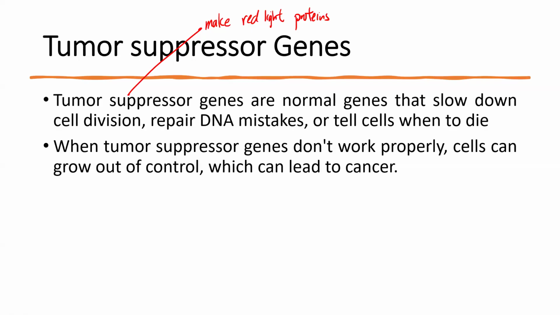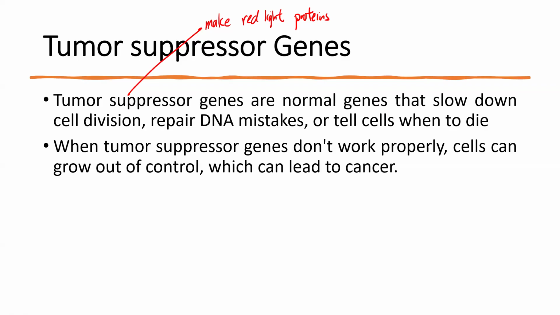So these tumor suppressor genes are involved in various processes that will prevent a cell from dividing. That's why they're called tumor suppressors. They prevent the cell from dividing out of control. When tumor suppressor genes don't work properly, the red light they produce will not turn on. Without a functioning red light, the cell will not stop and it will divide and divide. Okay.